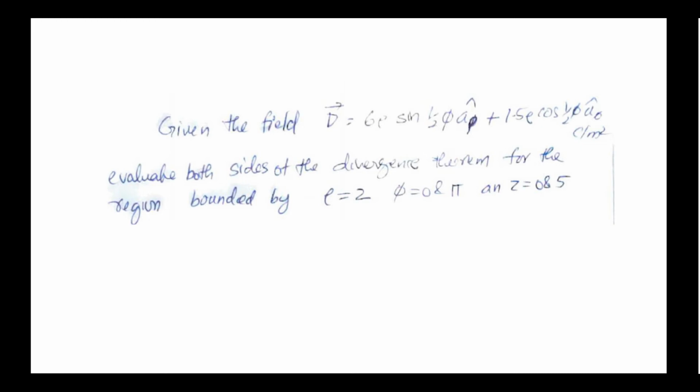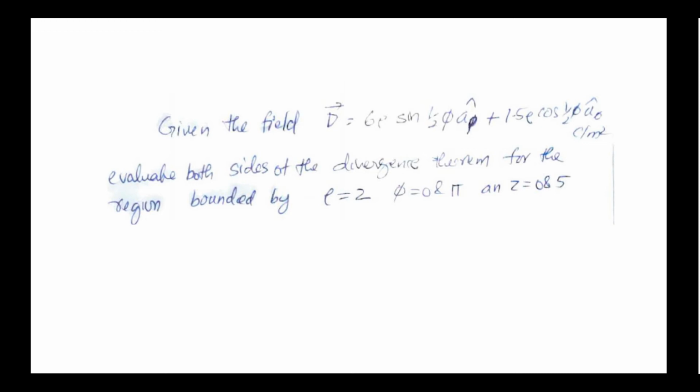Okay, so this is in the case of the Cartesian coordinate system, but when you change to the other systems, the divergence equation will change. So we'll see one more problem related to another coordinate system. Given the field D = 6 rho sin(phi/2) a_rho + 1.5 rho cos(phi/2) a_phi coulomb per meter squared.